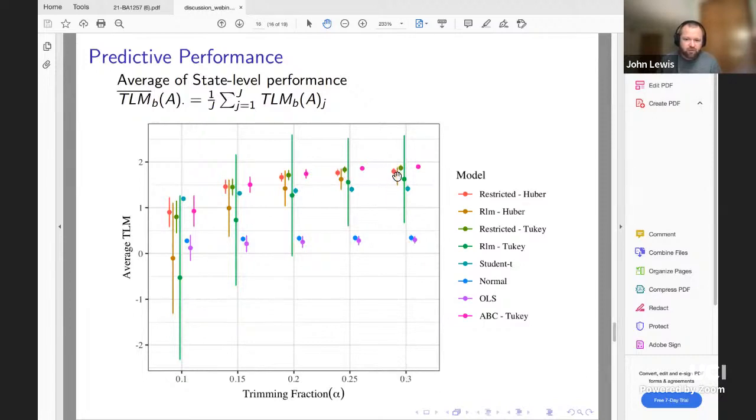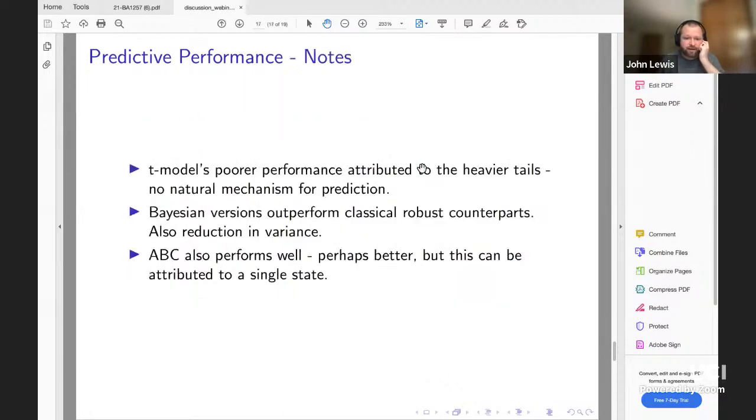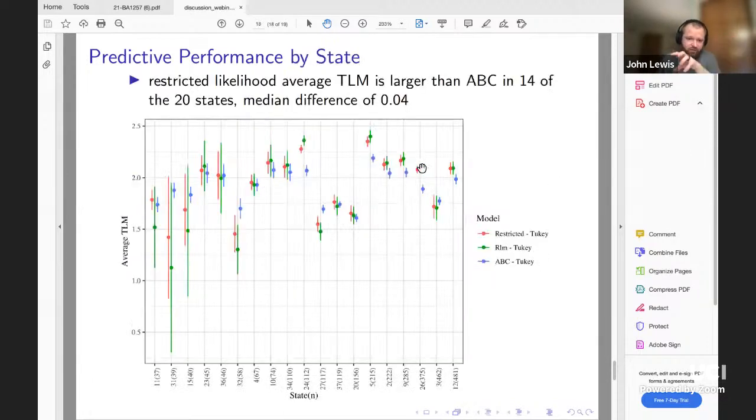But again, we see some consistent improvement of our method. And then the T model seems to have similar sorts of problems. We also looked at ABC here, which looks to do very well as well. And I'll say a little bit more about that when we look at the individual results within each state that we included in the analysis.